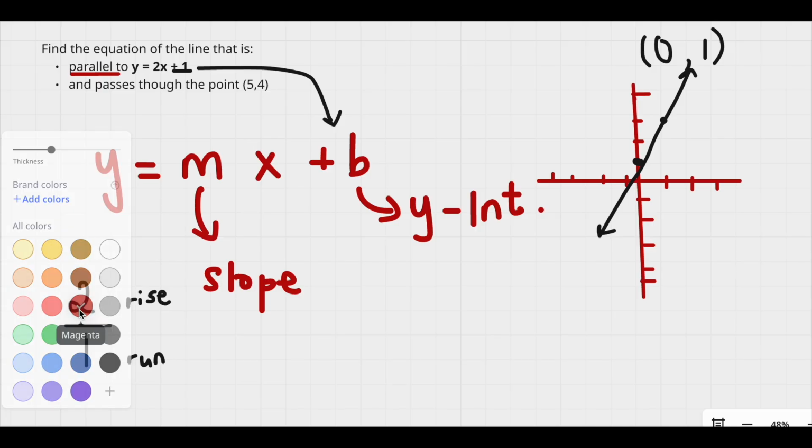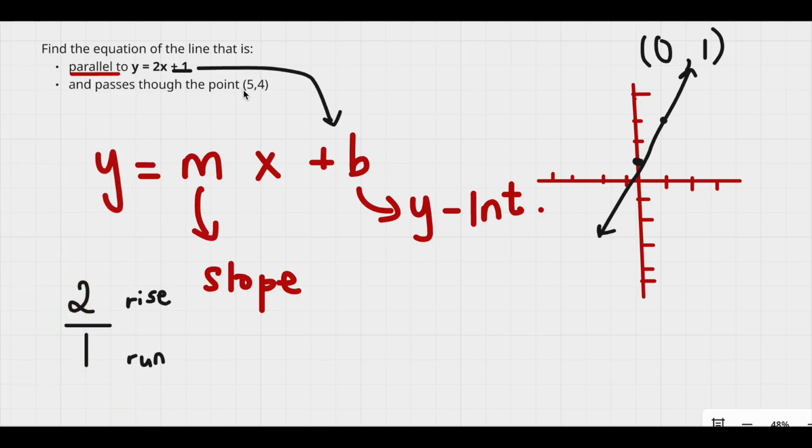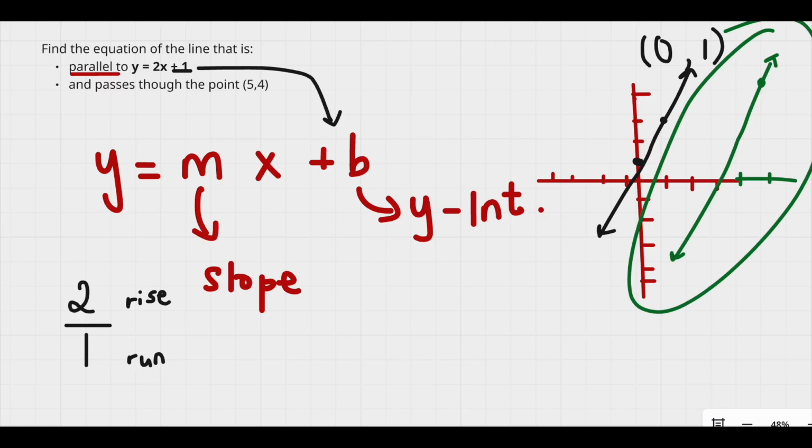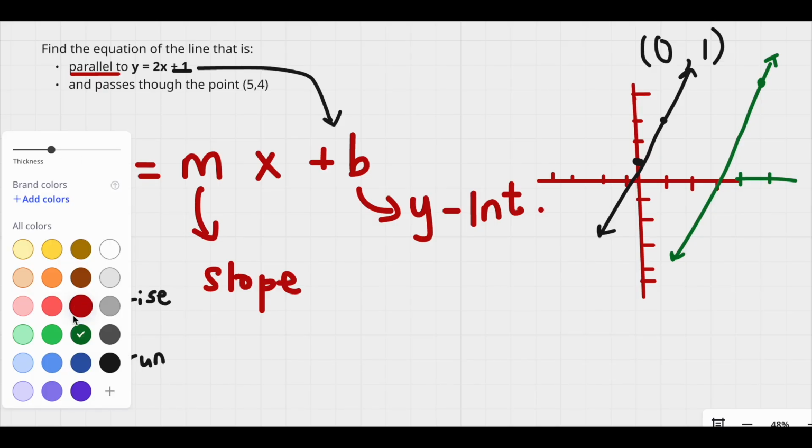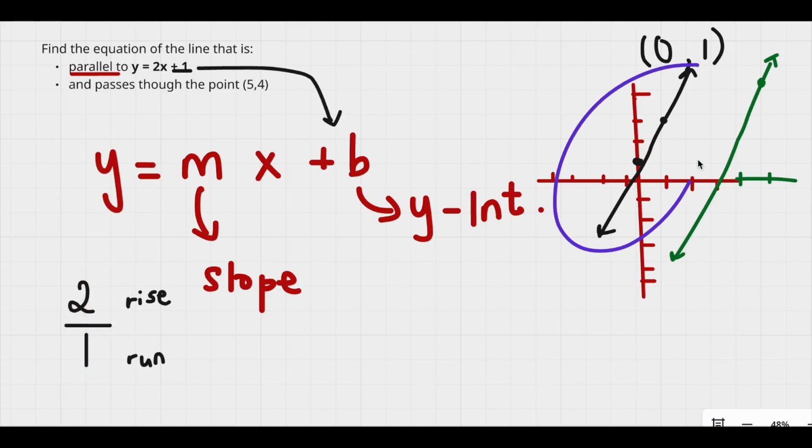Now they want you to find the equation of another line that is parallel and passes through the point 5, 4. It would be somewhere here. So your parallel line is going to look something like this. Now this green line is what we need to find the equation of. A parallel line will never intersect the original line because it's running parallel.